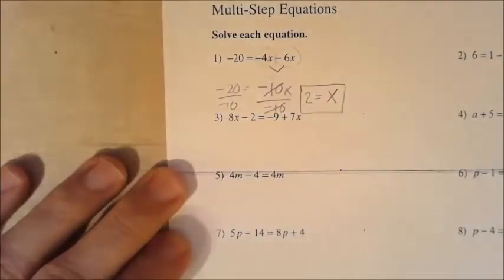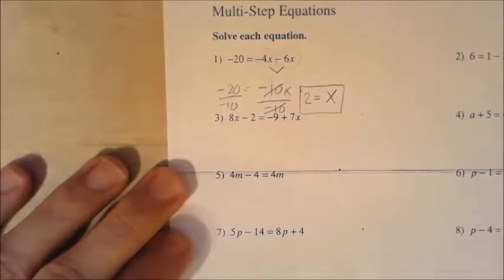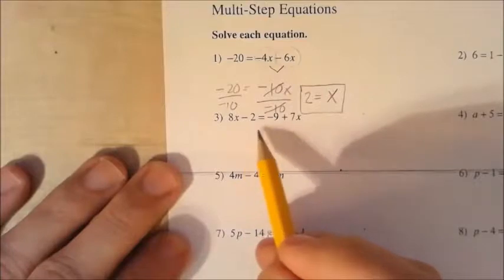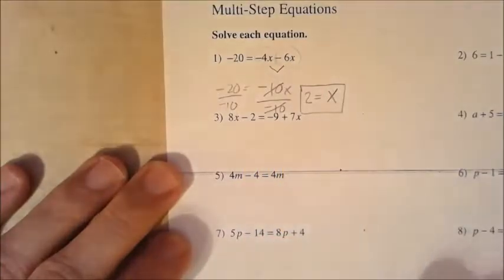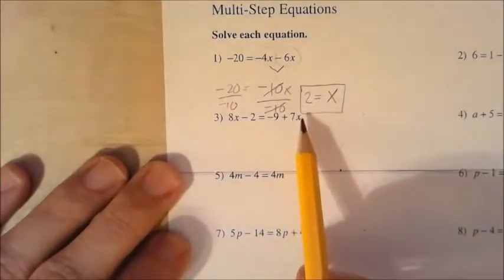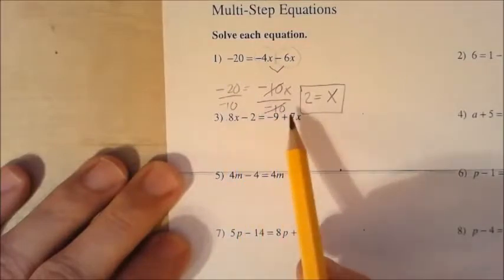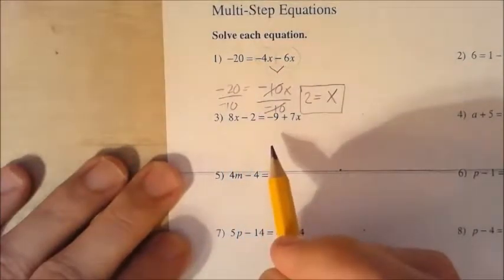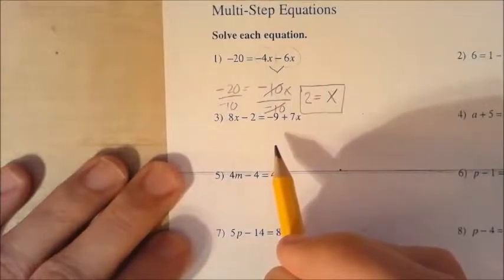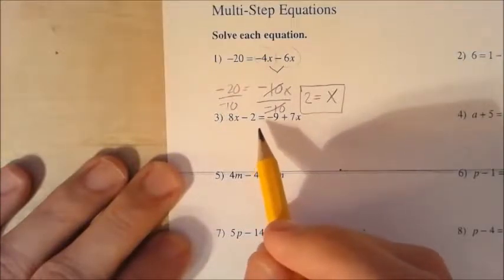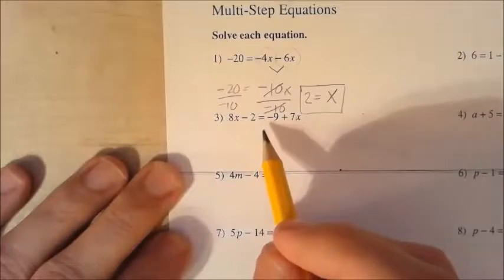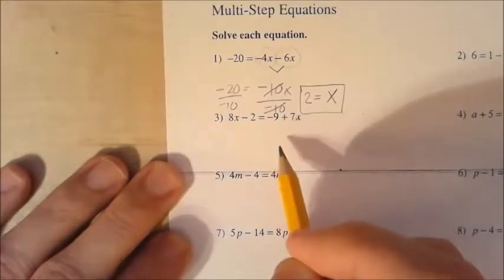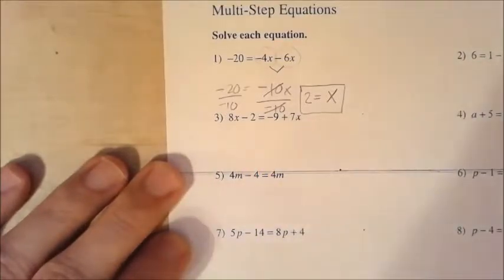Alright, we're going to go ahead and look at our next one, and that's question number 3. So what we have is 8x minus 2 equals negative 9 plus 7x. So notice in this case we actually have a variable on both sides of the equation. And so we're going to have to rearrange a couple different things. We're going to start just like before. We're going to start by subtracting and adding terms so that we can rearrange this to get all the x's on one side and get the constants on the other side.